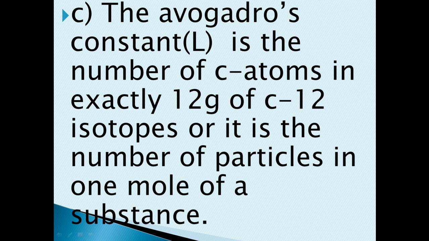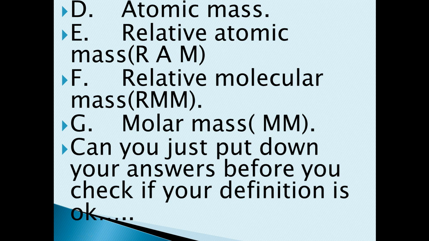C. The Avogadro's constant, L, is the number of carbon atoms in exactly 12 grams of carbon-12 isotopes, or it is the number of particles in 1 mole of a substance. So the number of carbon atoms in exactly 12 grams of carbon-12 isotopes is called the Avogadro's constant.